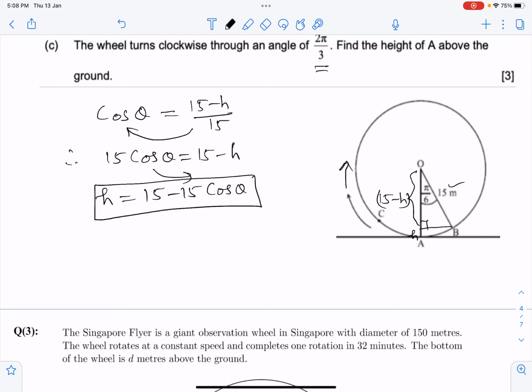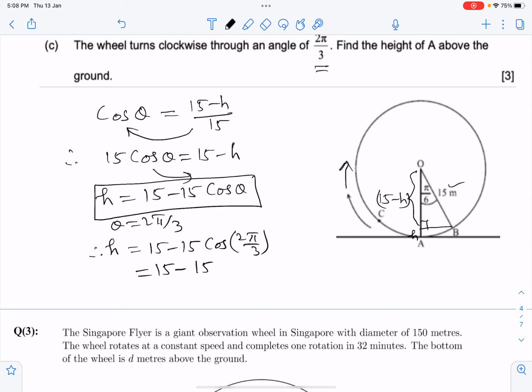Now this is the general formula to find the height. Now they said the angle is 2 pi by 3. So theta is equal to 2 pi by 3. I will substitute there. So h is equal to 15 minus 15 cos of 2 pi by 3. Cos of 2 pi by 3 is a standard angle. We know it is in the second quadrant. The value is minus half. Otherwise, you can use the calculator and find it. So 15 minus 15 into minus half.